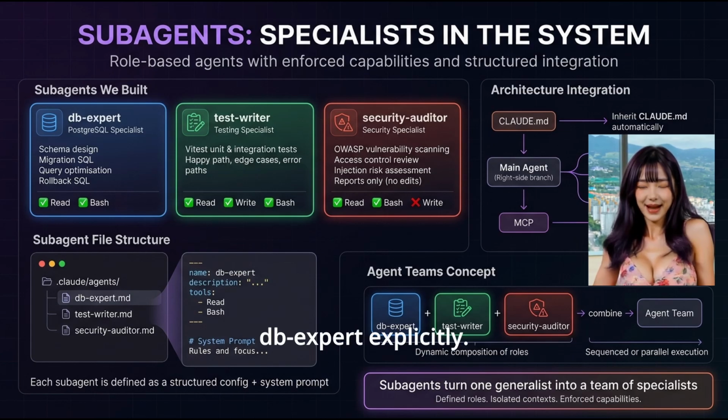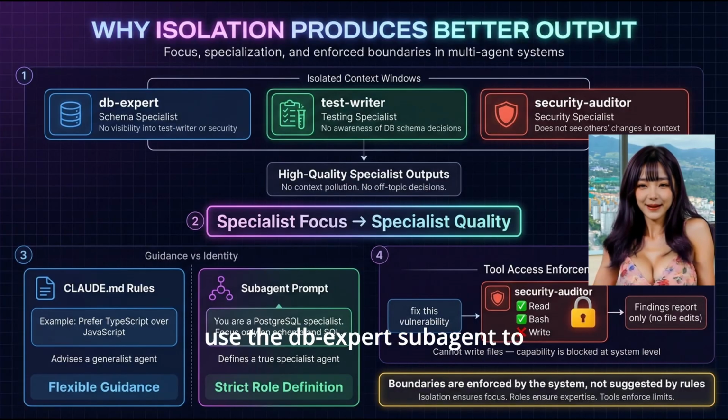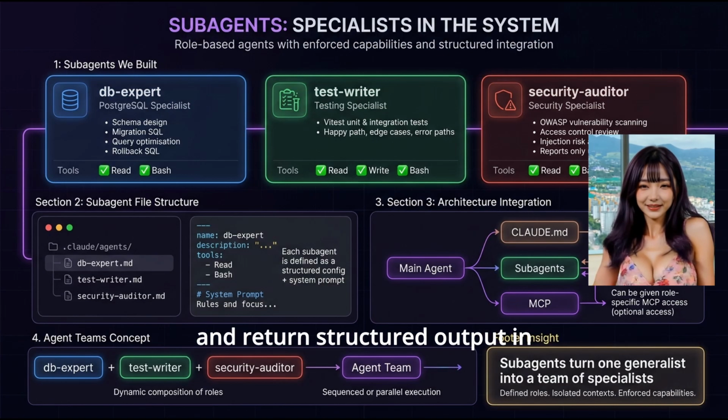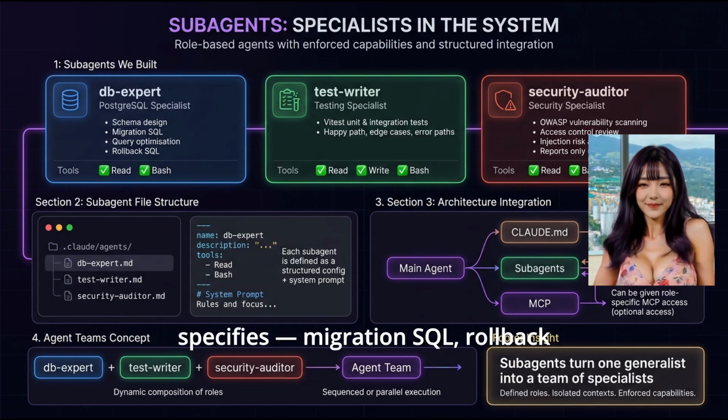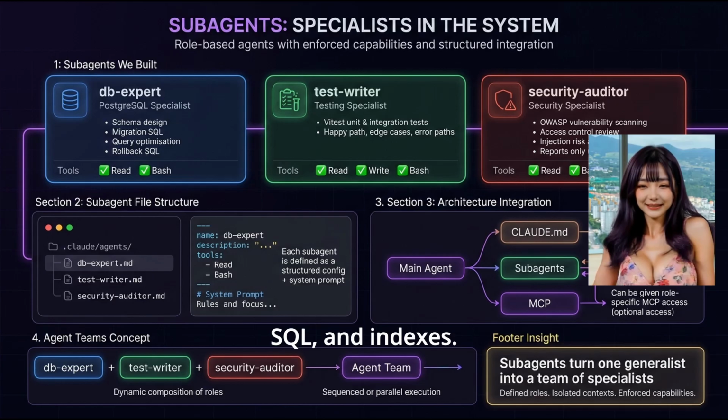Invoke the DB Expert explicitly. Type: use the DB Expert subagent to design a notifications table with fields: id, user_id, type, title, body, read_at, created_at. Watch it spawn with its own context, work through the schema, and return structured output in the exact format its definition specifies: migration SQL, rollback SQL, and indexes.